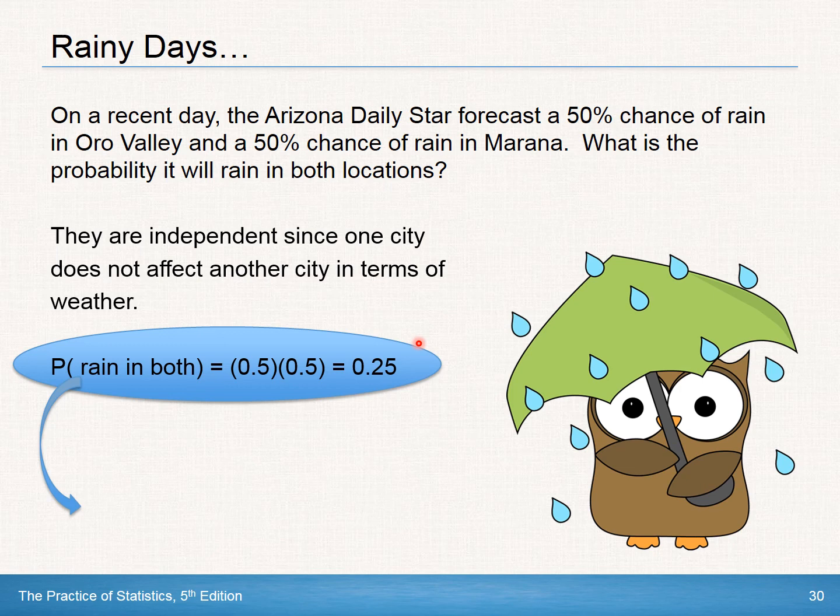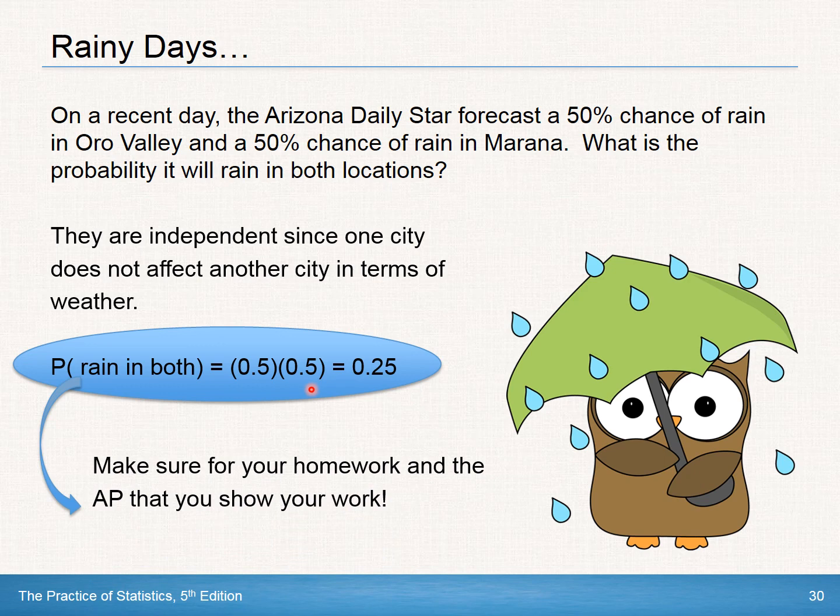Okay, so what exactly is the probability that it's going to rain in both? Since it's independent, you're just going to multiply the two together. 0.5 times 0.5 gives us 0.25. Just make sure for your homework and the AP exam that you show your work. So nothing major, just the probability statement, your multiplication, and the final answer.